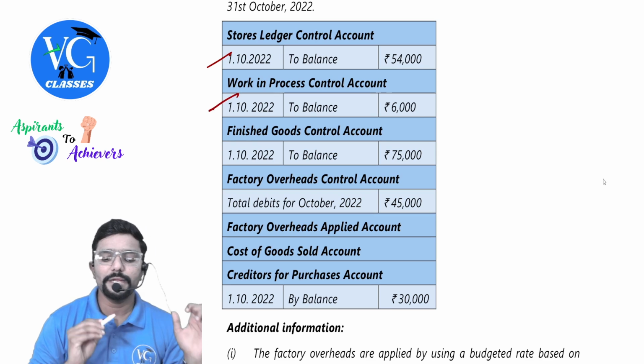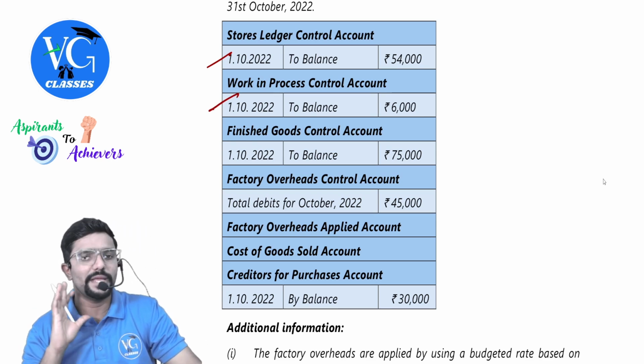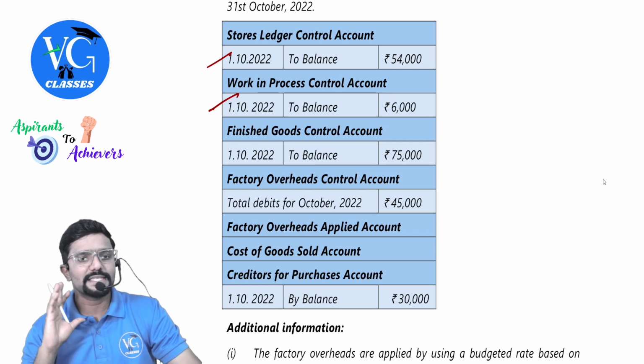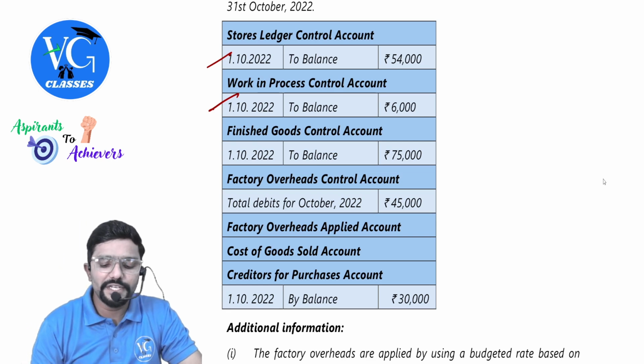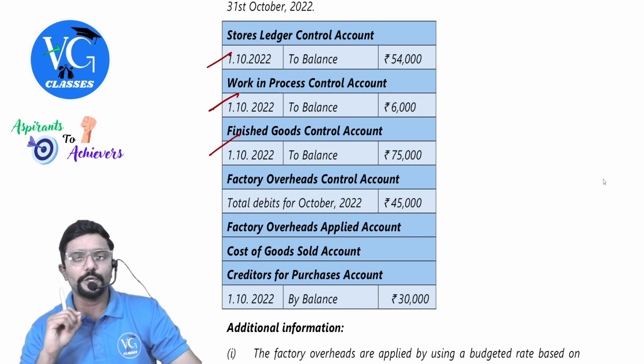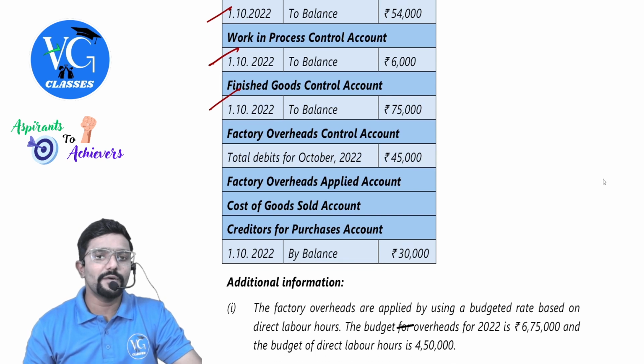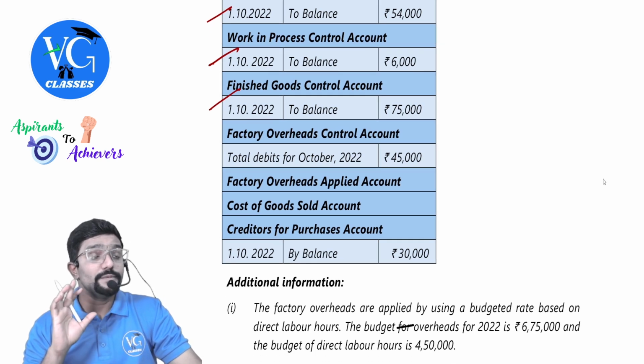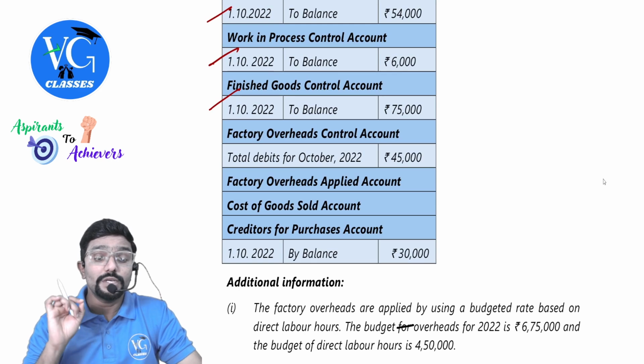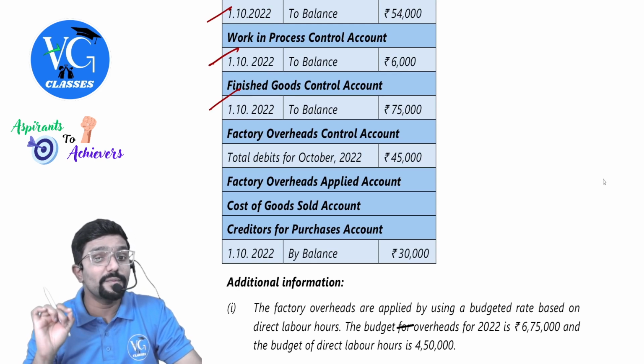Yes, sir. Work in process account, that is nothing but WIP, to balance 6,000, opening balance again. Finished goods control account, 1st October, to balance 75,000. Factory overhead control account. Guys, observe the word they have used: total debits for October 2022.